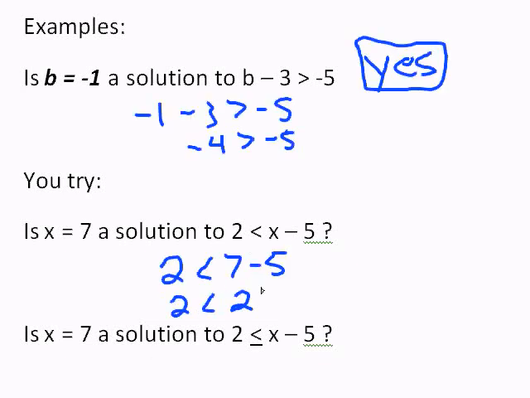I've started working the first example for you, and I was left with 2 is less than 2. 2 is not less than 2, so the answer to this question would be no. The second example is identical, except we're going to be left with 2 is less than or equal to 2, after substituting 7 in for x. Since 2 is equal to 2, not less than, that's okay. The answer is yes, because 2 is less than or equal to 2.